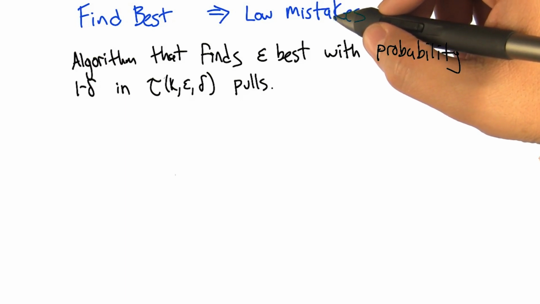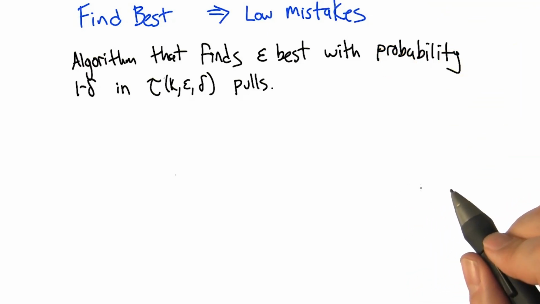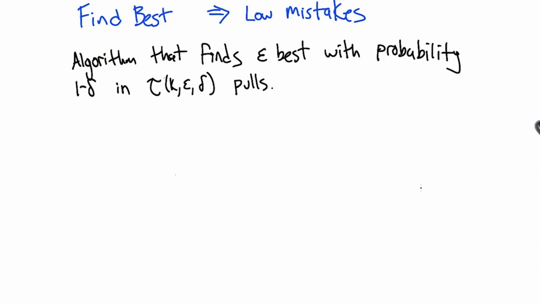Okay, so by low mistakes, you mean few mistakes. Low mistakes, I mean few mistakes. I can change it to few mistakes. Yeah, it's your choice. That's just one of my many mistakes.